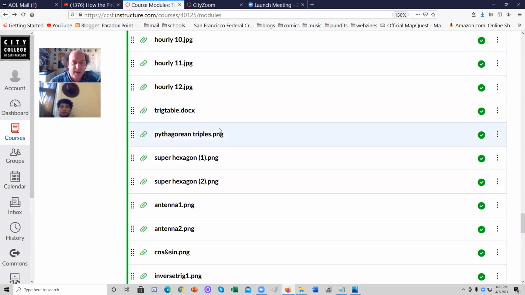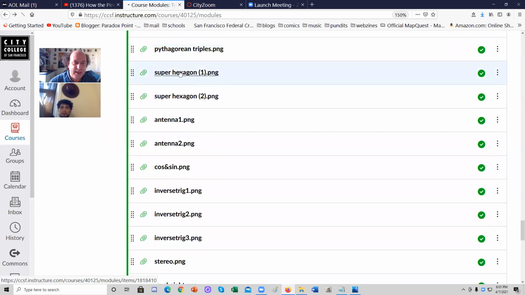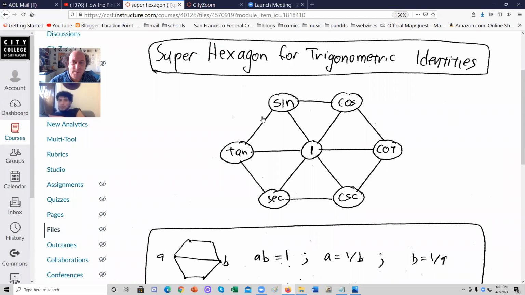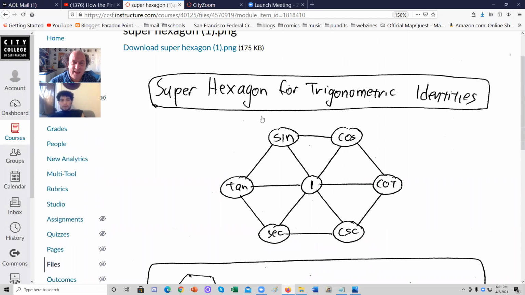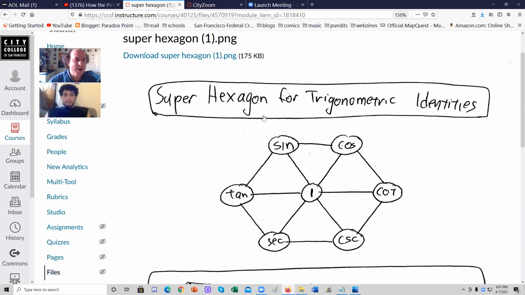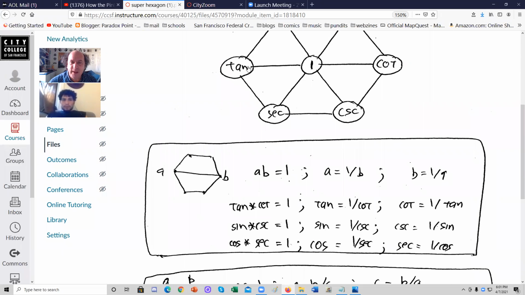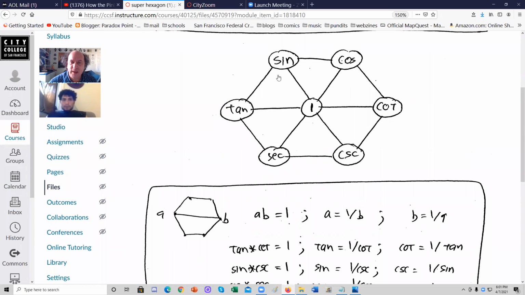And okay, maybe in a later class, I'll talk about Pythagorean triples. This is a way of remembering trigonometric identities. I saw it online. It was called a super hexagon. Okay, that's cool. Here we go. And so we draw this sine, cosine, tangent, cotangent, secant, cosecant, and 1. When they're opposite, tan and cotangent, cosine and secant, sine and cosecant, they're reciprocals.